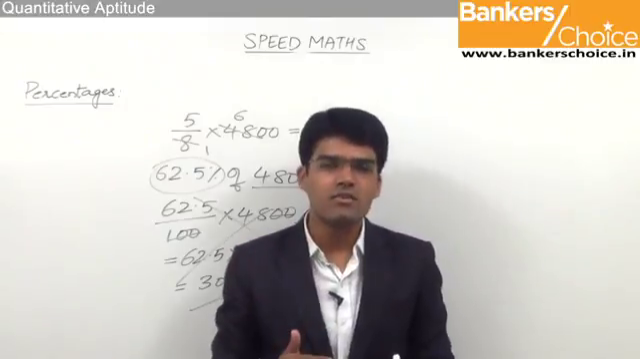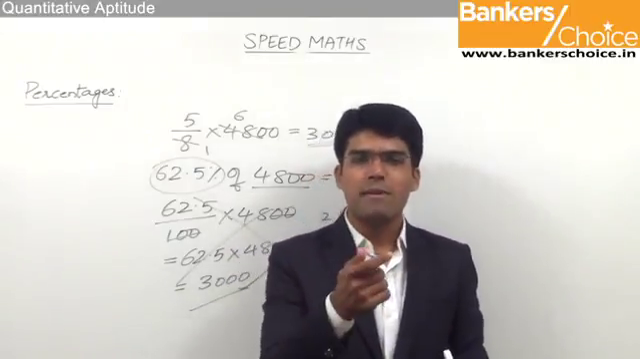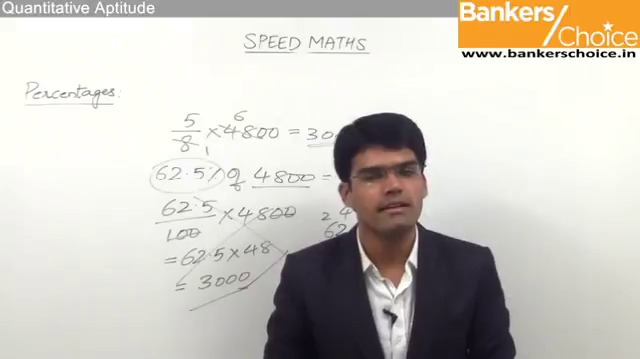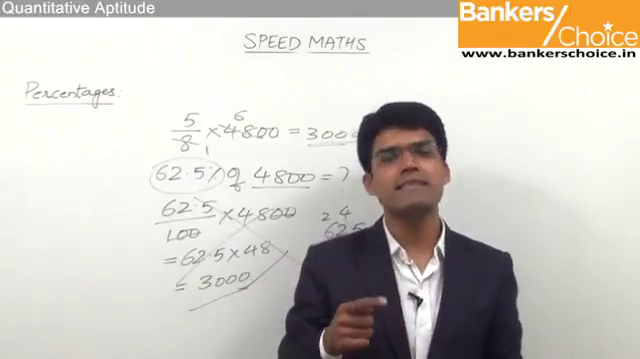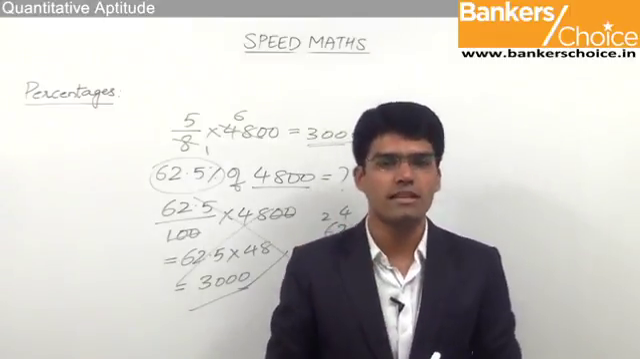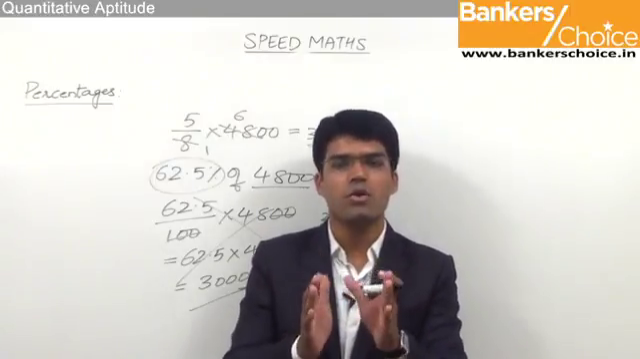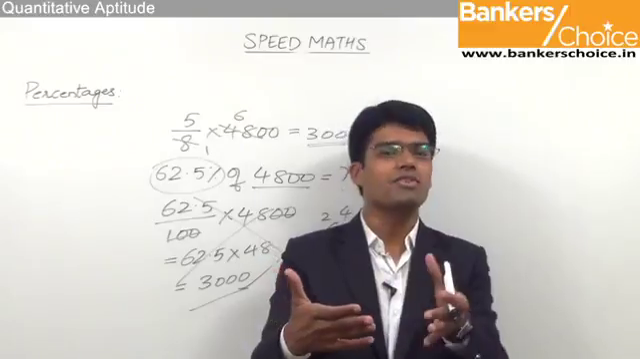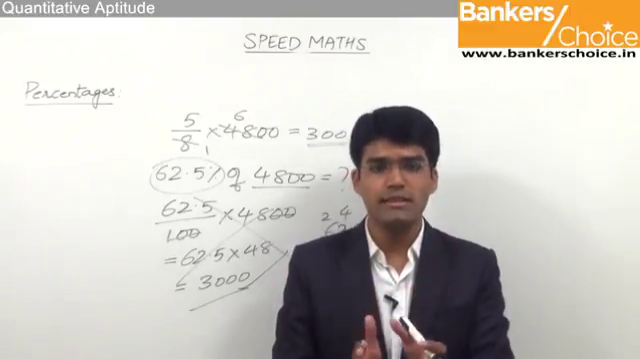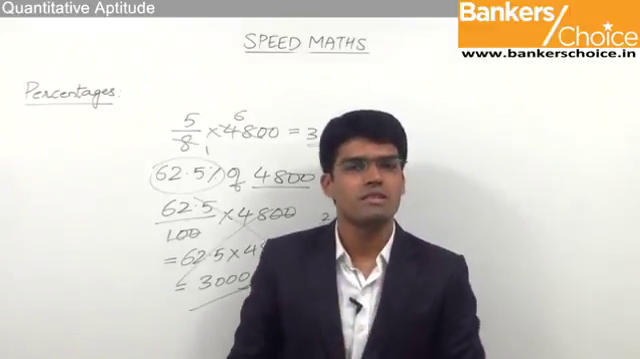45.45% of 3,300 will become 5 by 11 into 3,300. Now 33 by 11 is 3. 3 into 5 is 15. So the answer here will be 1500. Are you all able to follow? It is all about visualizing the calculation and getting the answer. But the only thing is you should know what percentage is what fraction.